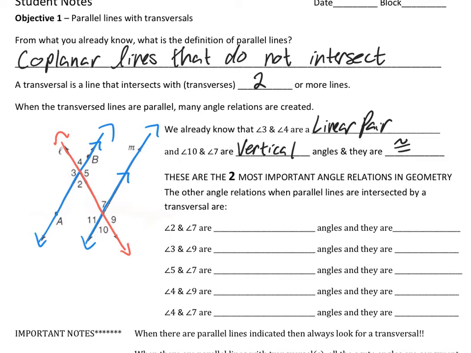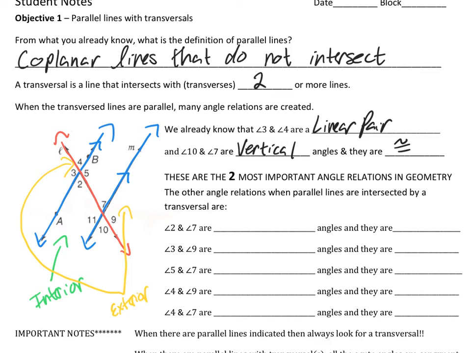Now we're going to talk about a couple of other angle relationships, and for that we're going to need some additional vocabulary. We need to talk about the interior and the exterior of this figure. The interior is what is in between the two parallel lines, and the exterior is out here, outside the two parallel lines. That's what we're going to refer to as our interior and our exterior.